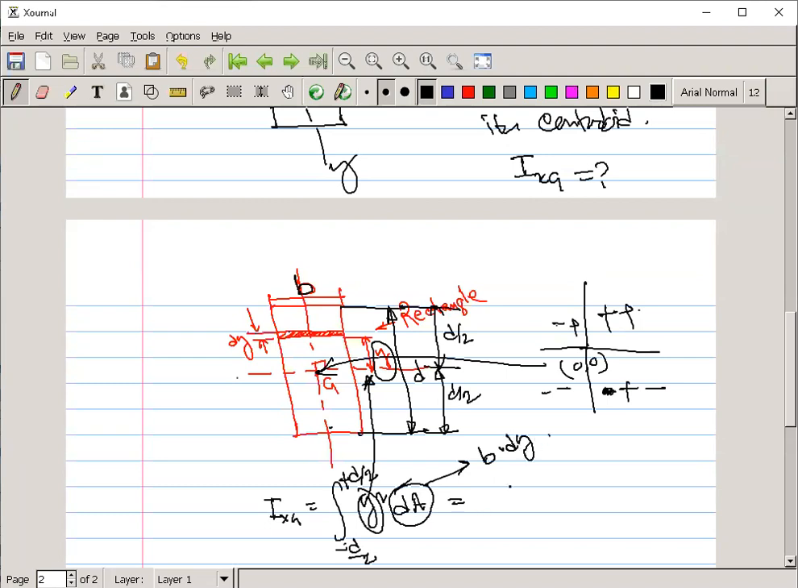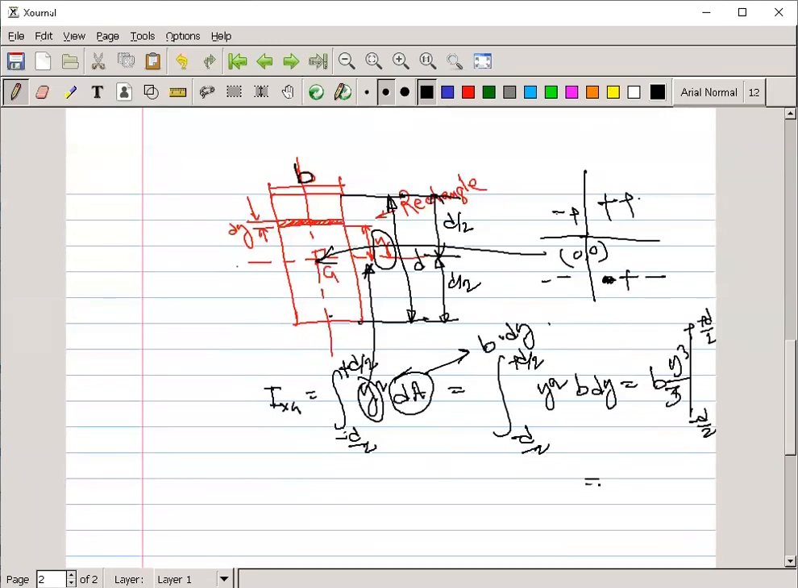Clear? So in integration, what will come? From minus d by 2 to plus d by 2. Instead of y square, here it is y, so write y square. And instead of dA, it is b into dy. So write b into dy. What will you get? You will get b times y cube by 3, where you have to put the limits minus d by 2 to plus d by 2 for y. Calculate this: b d cube by 3 into 4, that is 12. Understand this?